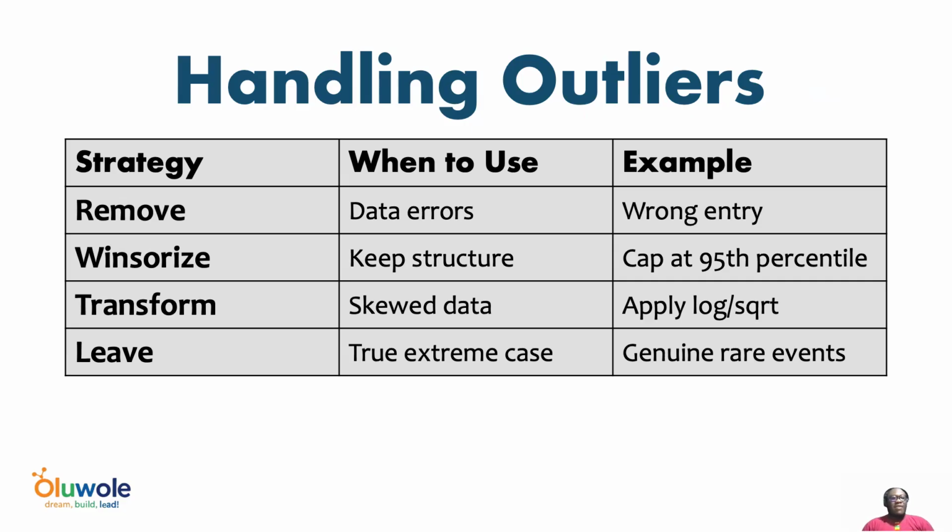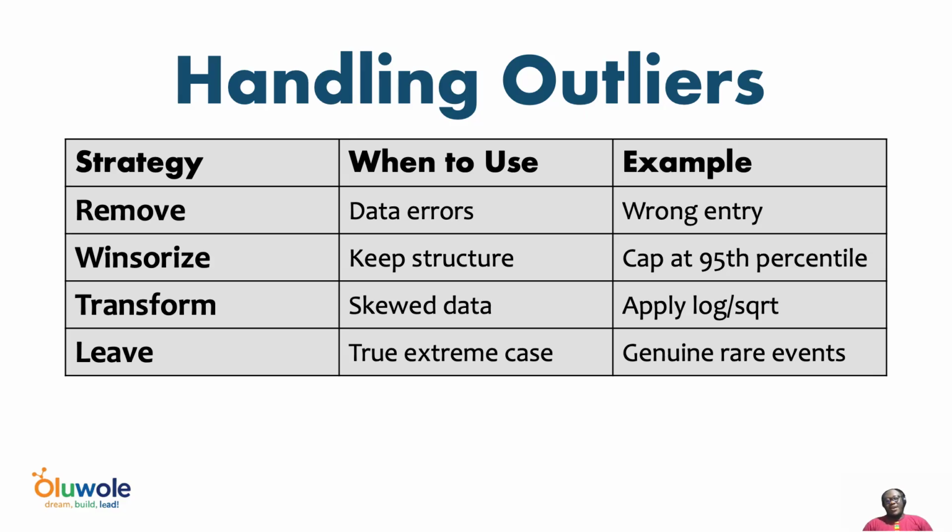Then you have one thing we call Winsorise. When do you use it? When you want to keep the structure, like I was telling you, cap it at the 95th percentile. I didn't talk about Winsorise, but after this I'll talk about it for you. It's one of those that you hardly use. Then you have transform. When you have skewed data, you can apply your log, or your square or cube root, to the model. Then you have leave it. True extreme cases are genuine rare events. You can't do anything, you leave them that way.